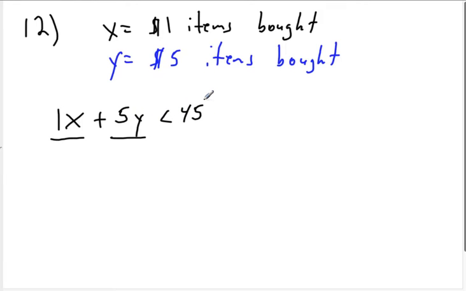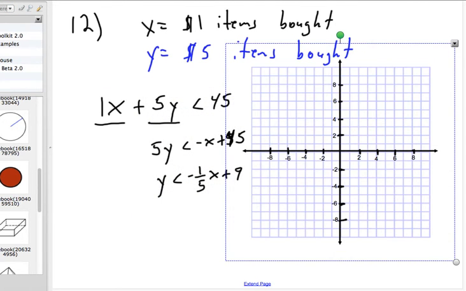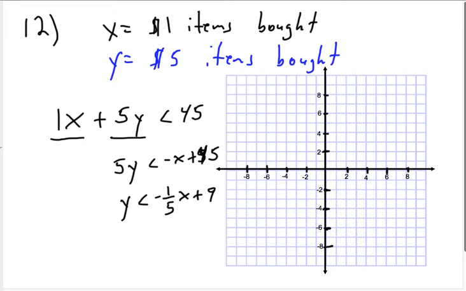Now if I want to graph that, I just solve for y. So I can subtract x, so 5y is less than negative x plus 45. Divide by 5 and I get negative 1/5 x plus 9. And then I can graph that. I think it tells me to graph it, right? Right, and graph. Okay, so we're going to graph. Intercept is at 9. Let's make it green. Intercept is at 9.